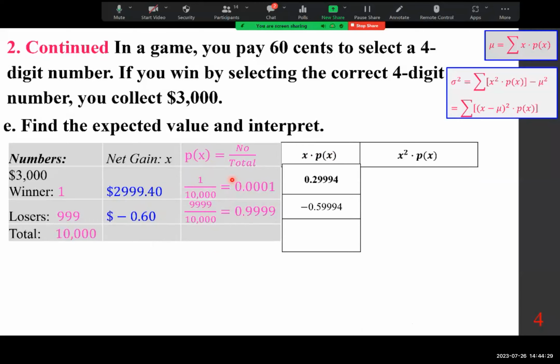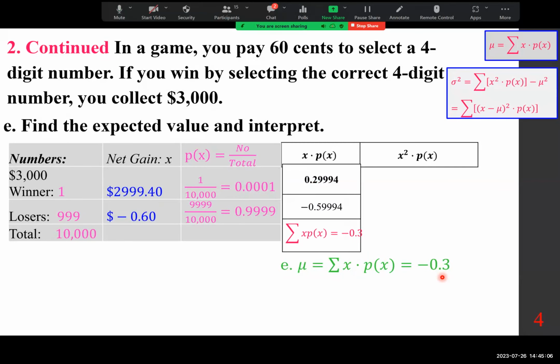When we multiply these two, we get 0.29994. When we multiply these two, minus 0.6 and 0.9999. This is almost 1, so we almost get negative 0.6, okay? So what is mu? It is the summation of x p of x. So just add up whatever you have here. Add these two numbers, and that is mu. Therefore, the expected value, or mu, summation of x p of x, ends up being negative 0.3.